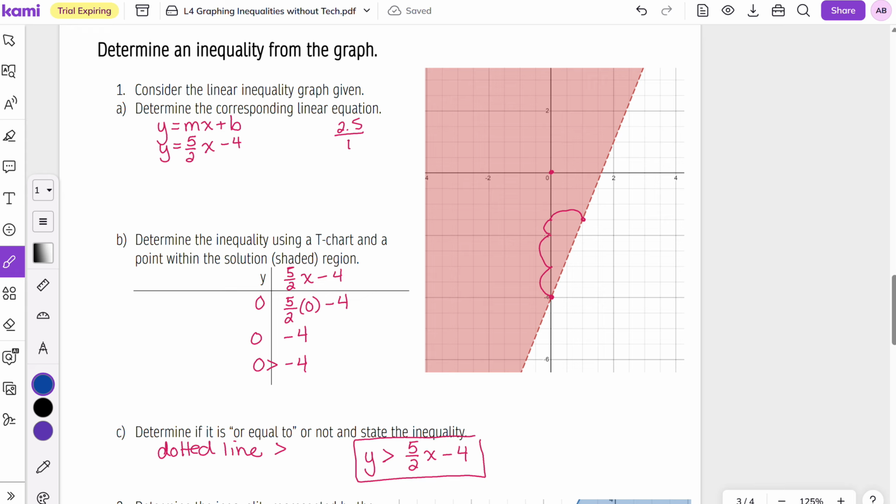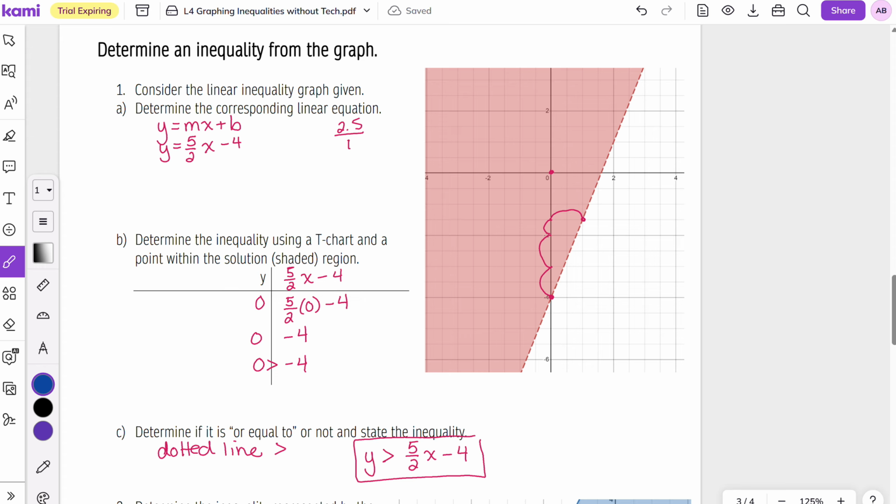So yesterday we looked at if we're given an inequality, can we create the graph? We're going to look at the opposite today. If we're given the graph, can we determine the inequality? So with our linear functions, typically it's easier to do our y equals mx plus b.